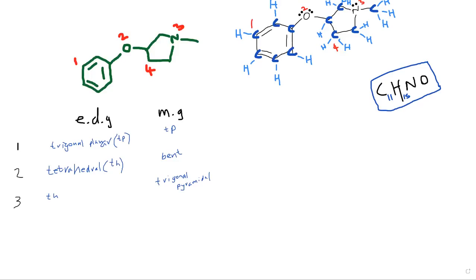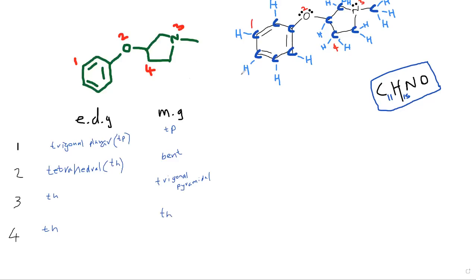Now moving on to atom 4, which is this carbon over here. That carbon has 4 electron domains around it because we have 1, 2, 3, 4 single bonds. Every single bond is an electron domain. Therefore, the electron domain geometry is tetrahedral. And then all of these electron domains are bonding electron domains. Therefore, the molecular geometry is also tetrahedral.